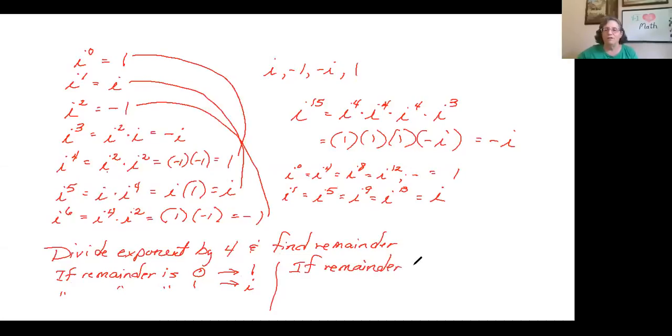If the remainder is 2, then it's equal to i squared, which makes it a negative 1. Sorry, had to think. i squared is negative 1. And if the remainder is 3, then it's equal to a negative i. So you go 1, i, negative 1, negative i.